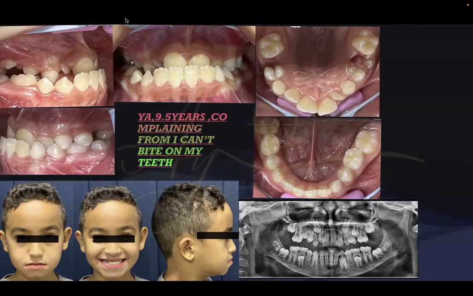The soft tissue assessment is done by the lip competency, then the lip prominence, lip length, nasolabial angle, and the smile line and buccal corridor.